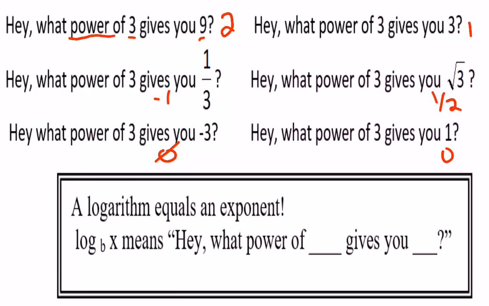What we've really been doing was a logarithm. So that first question, what power of 3 gives you 9, is log base 3 of 9. It's asking the question, what power of your base gives you that thing, and that's called your argument. So log base b of x means, hey, what power of b gives you x?